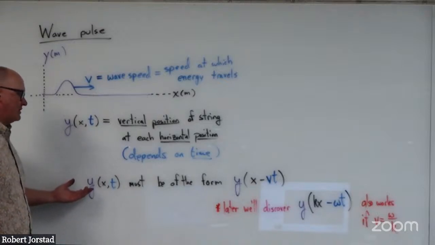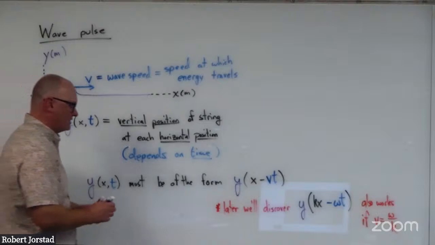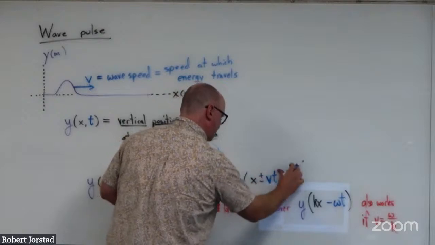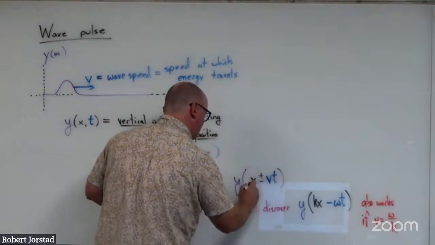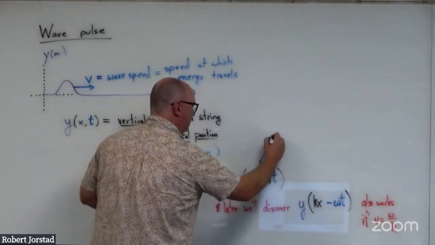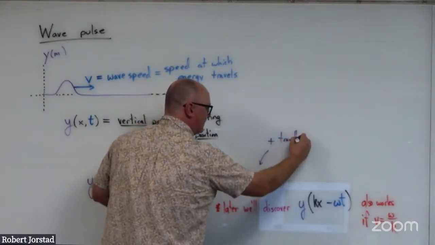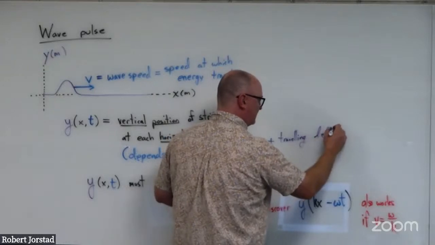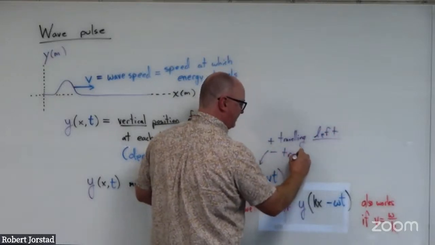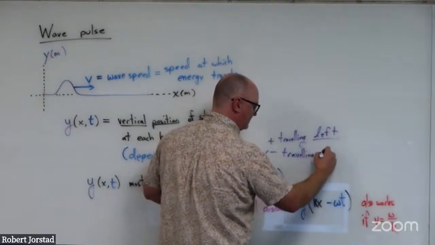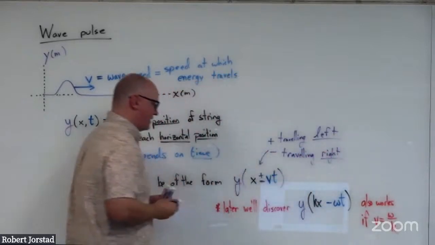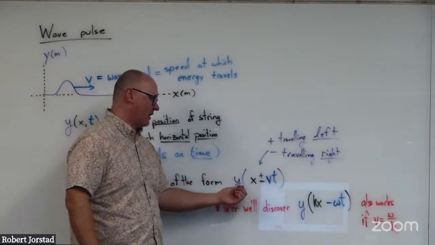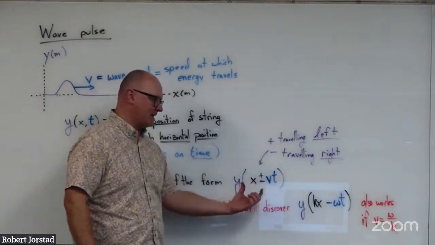And so these equations for wave pulses must be of the form, I should be careful here, y equals f of (x plus or minus vt), and let's put these parens in purple here. Okay. The plus sign means you're traveling left. Minus is traveling right. So these equations, y of x and t for wave pulses, are always in this form, where it's the x plus or minus vt, and this has to be grouped together.